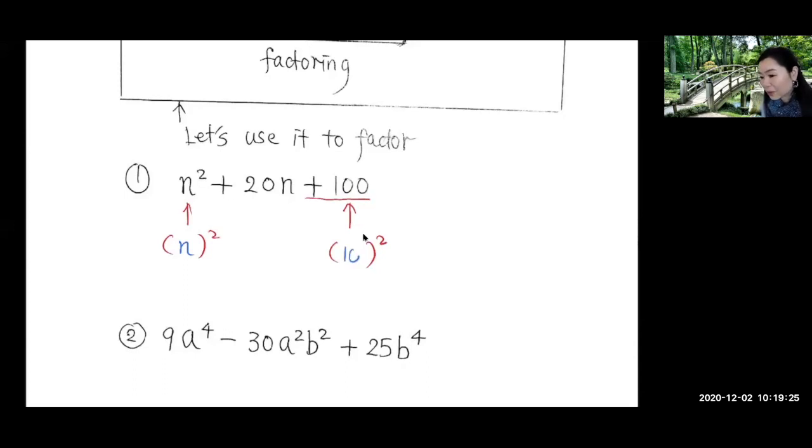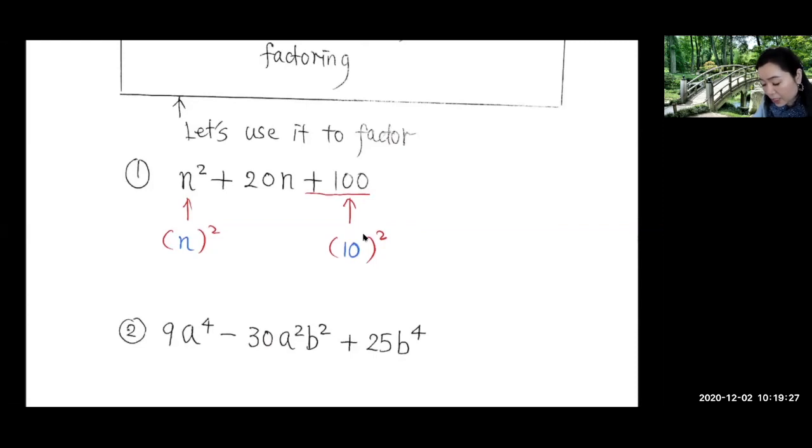Now let's check the middle one. So the middle one, I will have 2 times this base over here. This base over here is n, and this base over here is 10. 2 times n times 10 is going to give me this, positive, we don't have to worry about the sign. So it gives me this 20n in the middle. So indeed, this is going to be factored into a perfect square.